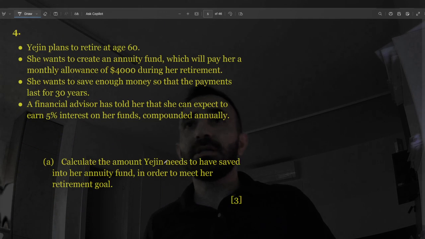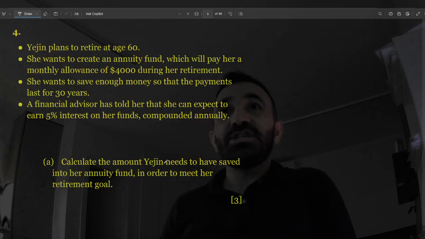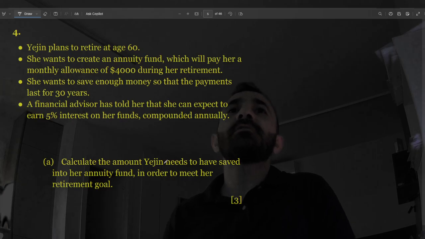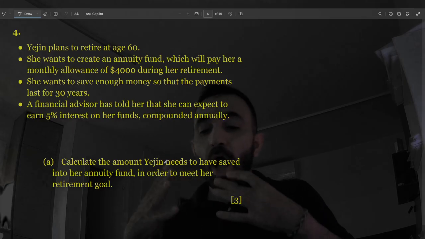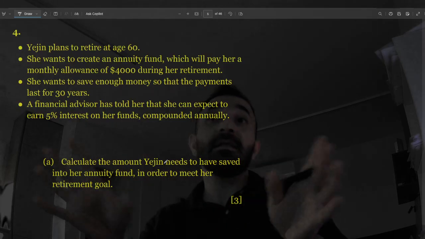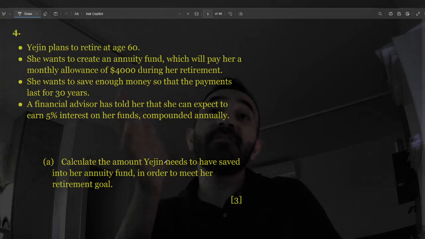Okay, next question. Yejin plans to retire at age 60. She wants to create an annuity fund which will pay her a monthly allowance of $4,000 during her retirement. She wants to save enough money so that the payments last for 30 years. So what is the idea? Yejin wants to put money into the bank or at her insurance company so that for 30 years she's going to get $4,000 every month.